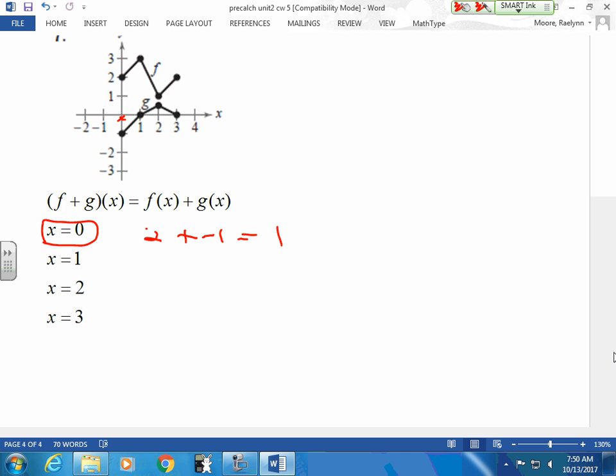So let's try it at 1. At 1, what's the value of my f function? 3. What's the value of my g function? 0. See it? Works nice on the graph. At 2, what's the value of my f function? 1. Is it 1? Okay, 1. And what's the value of my g function? 0.5, so 1.5.